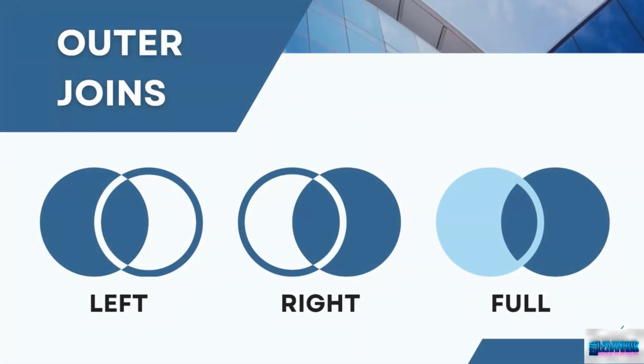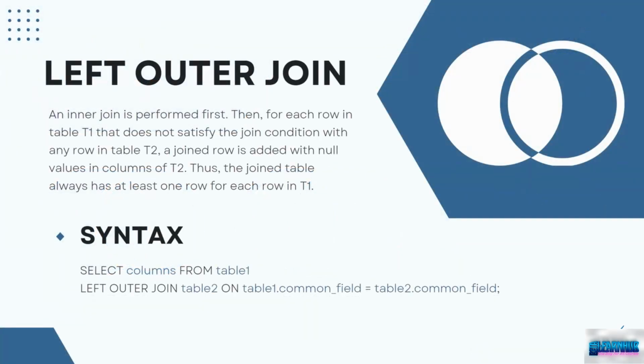The SQL standard defines three types of outer joins: left, right, and full. And PostgreSQL supports all of these. In the case of the left outer join, an inner join is performed first. Then, for each row in table T1 that does not satisfy the join condition with any row in table T2, a joined row is added with null values in columns of T2. Thus, the joined table always has at least one row for each row in T1. As we can observe from the Venn diagram, all records from the T1 or left table will be included in the output regardless of whether they have a matching record or not.